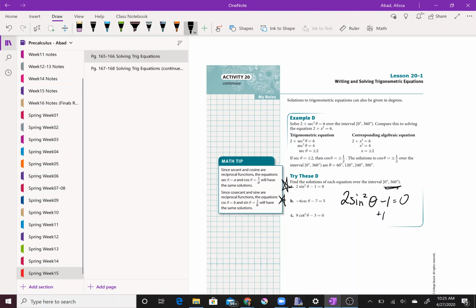Okay, so let me make sure to put that in there. This is in degrees, so I'm going to make sure that's in degree measure here. 45 degrees, 135 degrees, 225 degrees, oops, and 315 degrees. Okay.